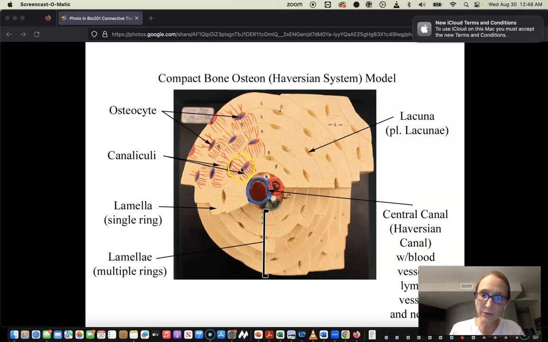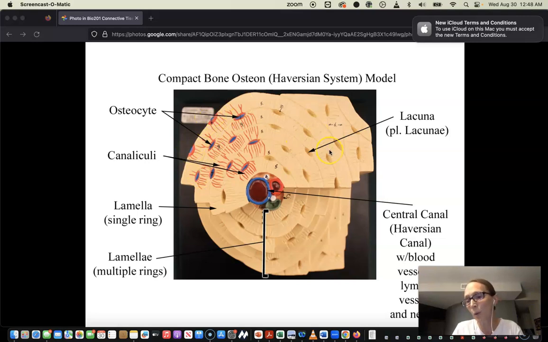into this osteocyte, and then it would be shared from this osteocyte through these canaliculi to this one, and then from here through these canaliculi to this osteocyte, and so on. And that's how the nutrients get to these outer osteocytes.